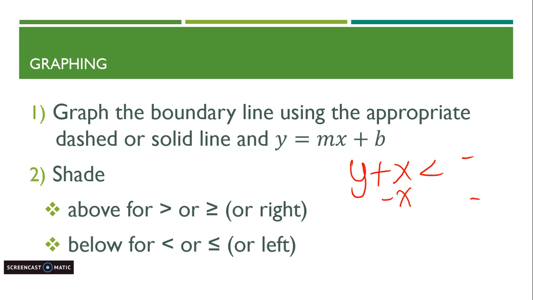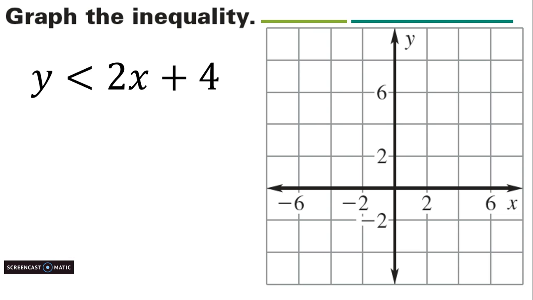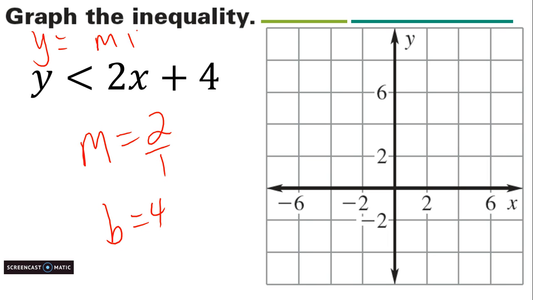The second step here is going to be to shade. If you have greater than or equal to, you're going to shade above. And if you have less than or equal to, you will shade below. So let's take a look at our first example here that we did yesterday. You've got a slope of 2 over 1 and a y-intercept of 4. Remember, y equals mx plus b. So that's where our slope and y-intercept came from.